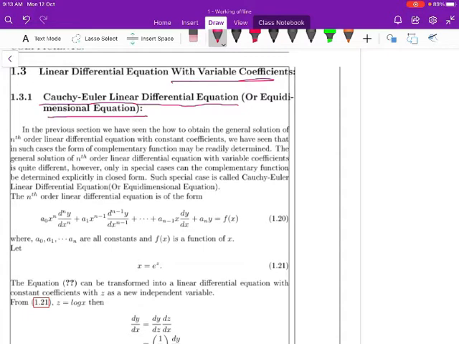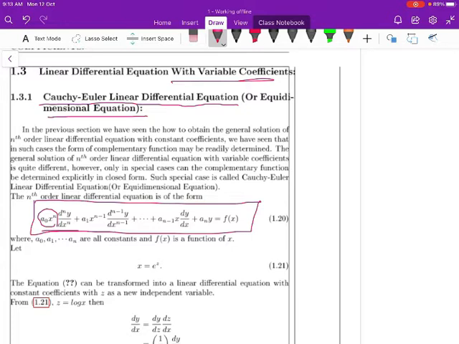So generally the standard form of linear differential equation is of the form a naught into x power n d^n y by dx to the power of n plus a1 into x to the power of n minus 1 d^(n-1) y by dx to the power of n minus 1 and so on plus an into y is equal to f of x. So this is the nth order Cauchy-Euler linear differential equation.